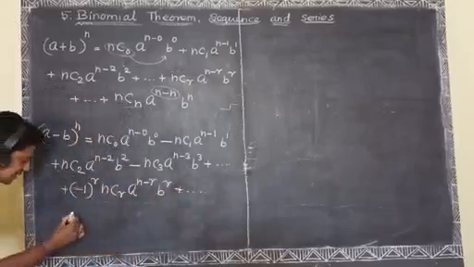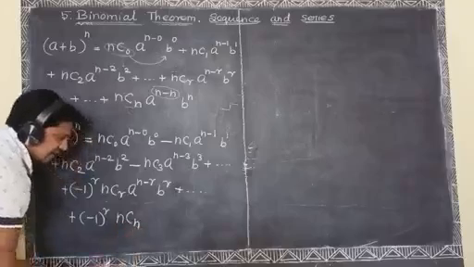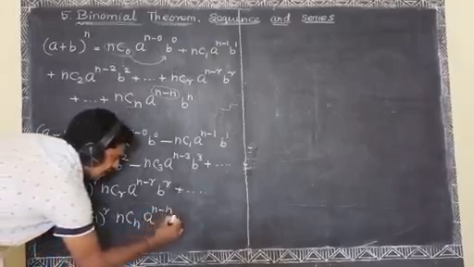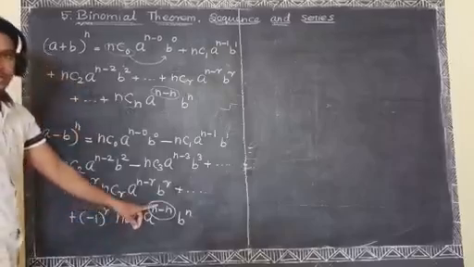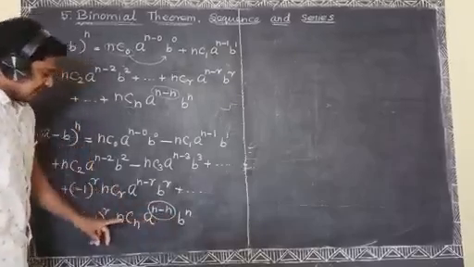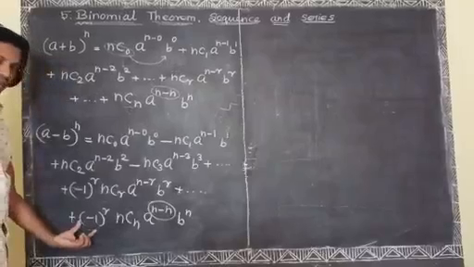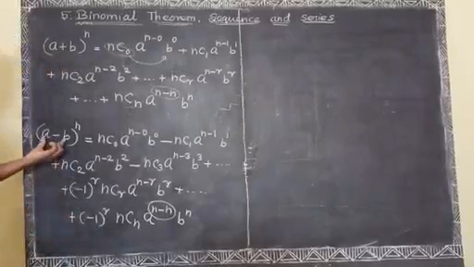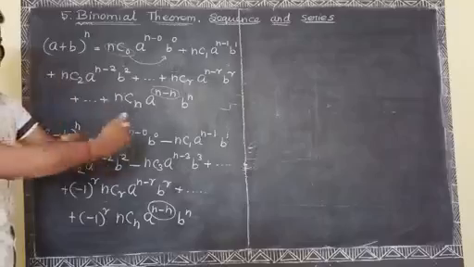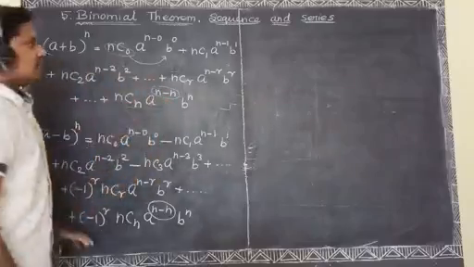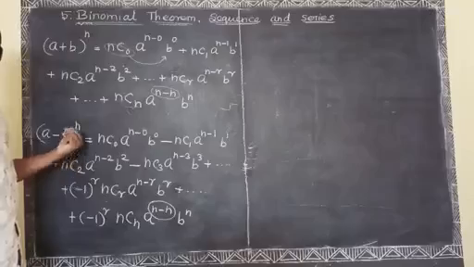Then the final term is (-1)^r times nCn a^(n-n) b^n. Here n minus n is 0, a power 0 is 1, 1 into b^n is b^n, and the value of nCn is 1, so 1 into b^n, then the product of the sign. For a minus b, the sign alternates: plus, minus, plus, minus. This is the expansion of (a plus b)^n, and this is the expansion of (a minus b)^n.